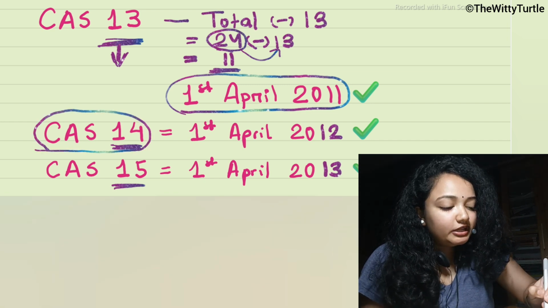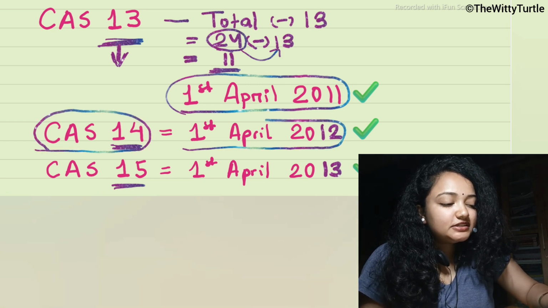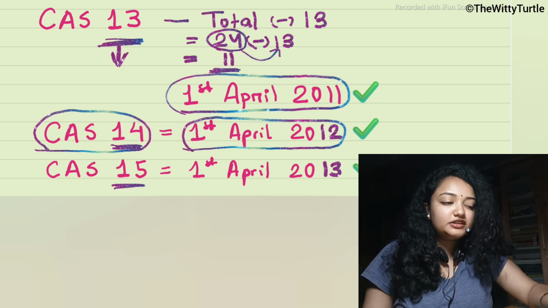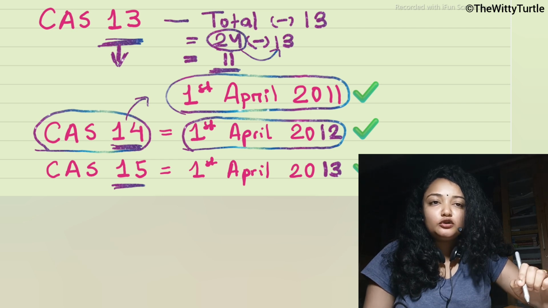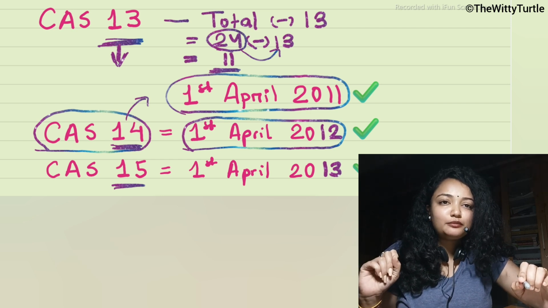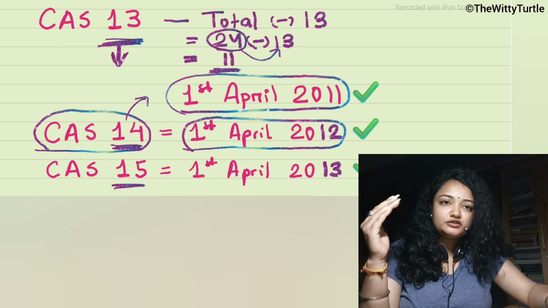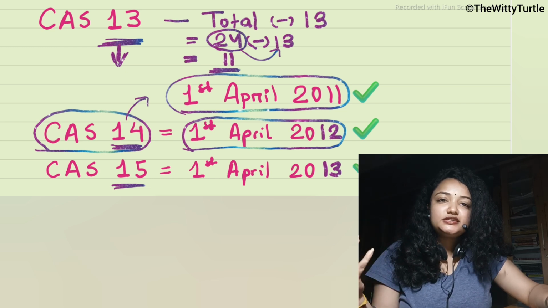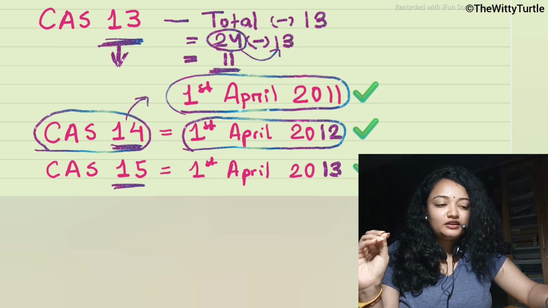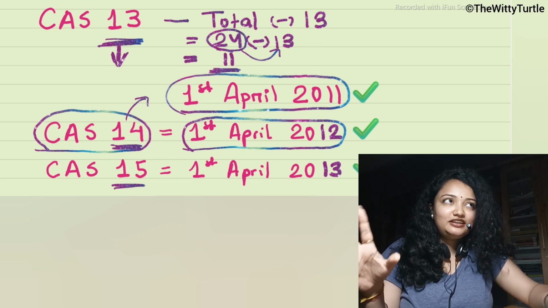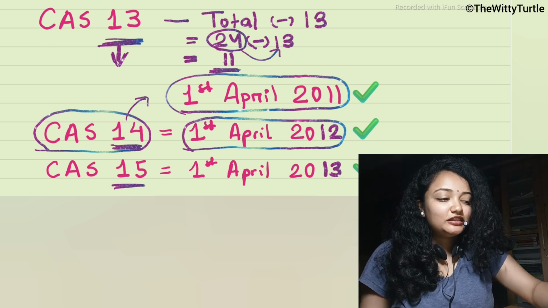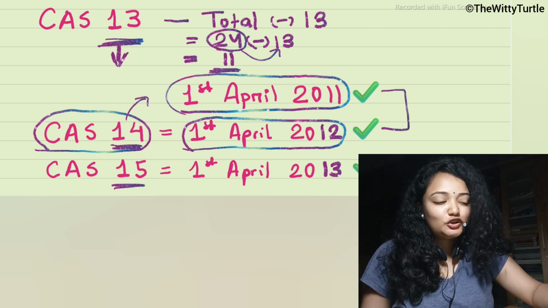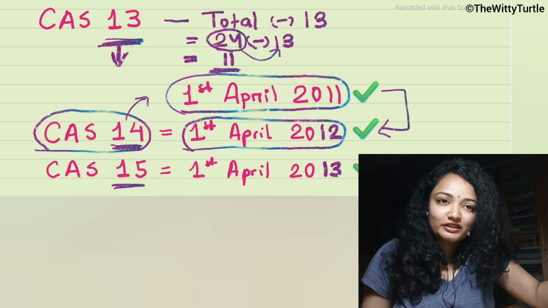Now CAS 14. CAS 14 is 1st April 2012. How to remember this? ये एक तो आप ऐसे याद रख सकते हो कि 14 was your pollution control cost, and I gave you that vehicle wala example, right? So you have two options to remember. The first one is that we purchased our first car in the year 2012, right? So that's how you can remember. Like it doesn't make sense for you, but it made sense for me. Now the second option is that CAS 13 was 2011. So उसके बाद वाला जो CAS है वो कब आएगा? अगले साल आएगा, 2012, right?